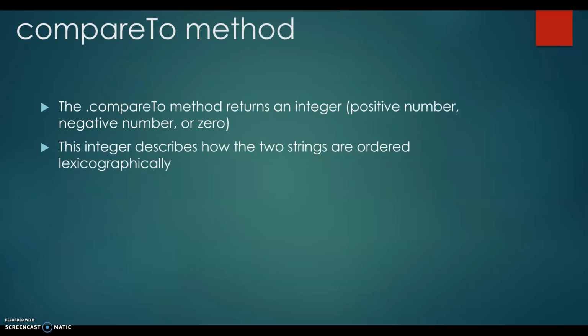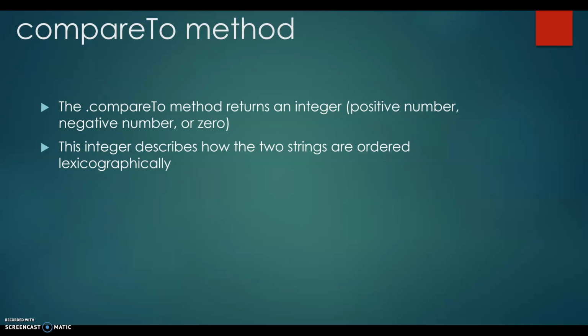The compareTo method. The second way to compare two strings is to use the compareTo method. Instead of returning an answer that is a Boolean, like the equals method did, the compareTo method returns an integer. The result of the compareTo method is a positive number, a negative number, or 0. This integer describes how the two strings are ordered lexicographically. Lexicographically is a case-sensitive ordering of words similar to a dictionary, but it uses the Unicode code of each character.